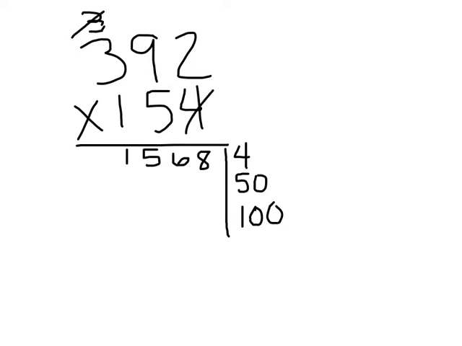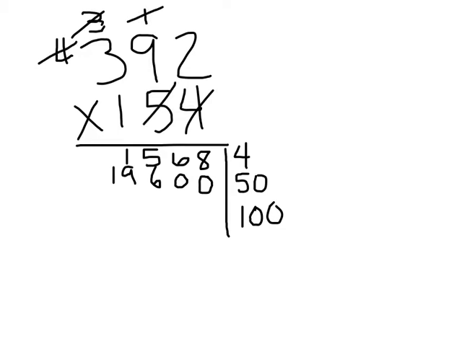What should I do next? I need to drop a 0. Because 5 is in the tens place, I'm multiplying by 50, not just 5. What's my second partial product? What goes here? What's 5 times 392? 50 times 392. Well, 5 times 2 is 10. 5 times 9 is 45, plus 1 more is 46. 5 times 3 is 15, plus 4 more is 19. Now I'm done with my 5.